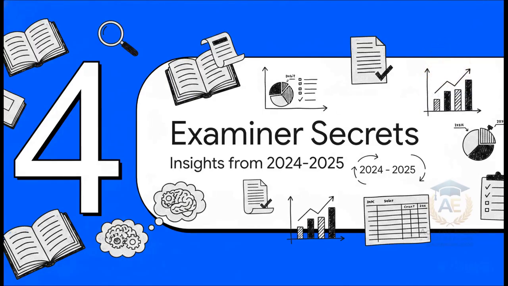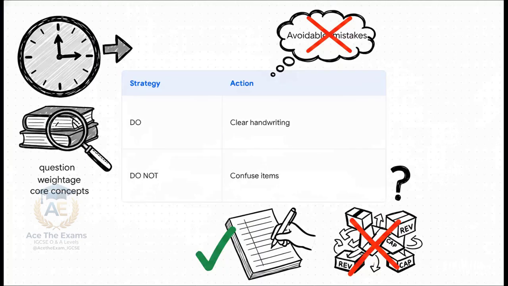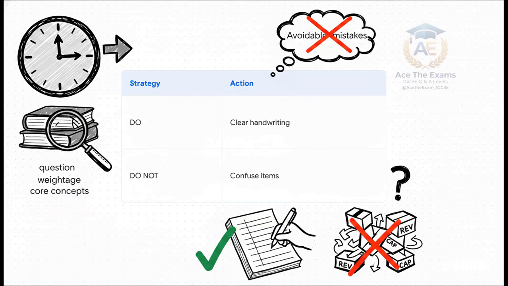Finally, let's wrap up with Part 4. The insider secret straight from the examiner insights. Let's look directly at the principal examiner reports from recent years. Time management and respecting question weightage are obviously key, but examiners issued some very specific warnings about easily avoidable mistakes.